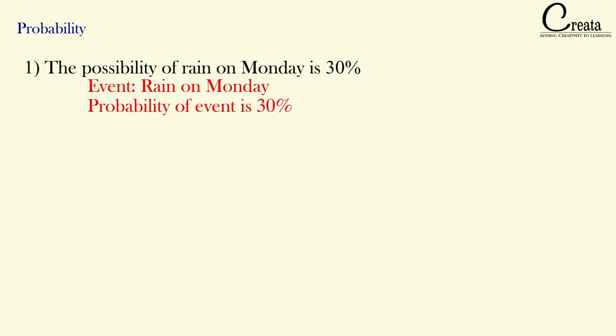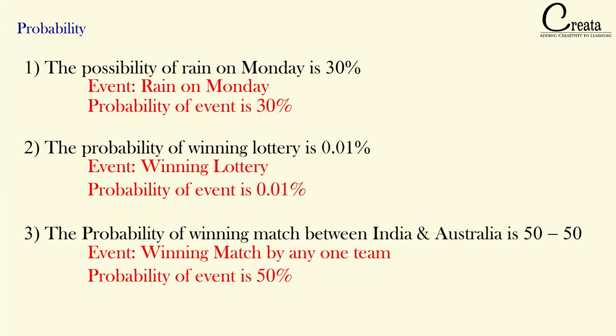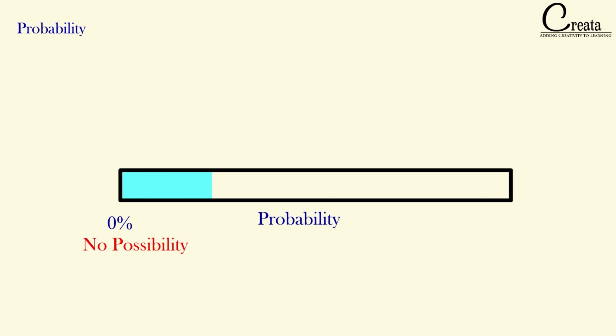Probability is expressed in percentage and it is generally of any event. In the first case, the event is rain on Monday. In the second case, the event is winning a lottery ticket. In the third case, the event is winning the cricket match. So probability is for an event. You must have observed the probability in the range of 0 to 100%. 0% means no chance and 100% means full surety.